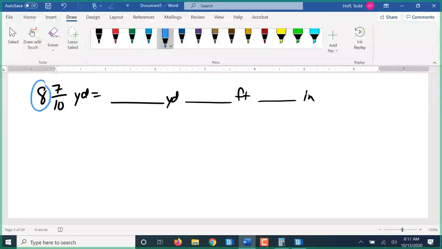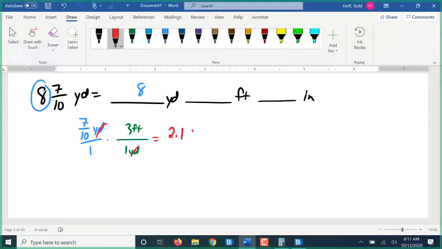We're going to start out with the 8 yards. We're just going to take that off. 7/10 of a yard. We're going to convert that using that 1 yard equals 3 feet. So 3 times 7/10 is 2.1 feet. I take the 2 off of that. Take my 0.1 feet.